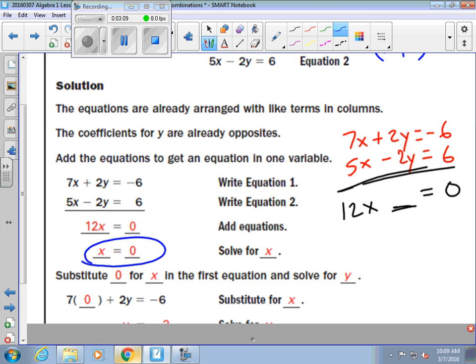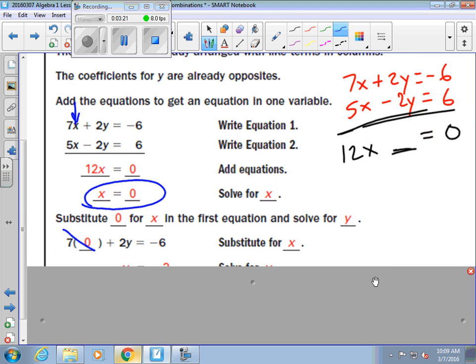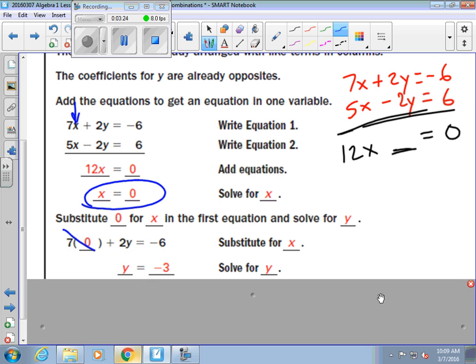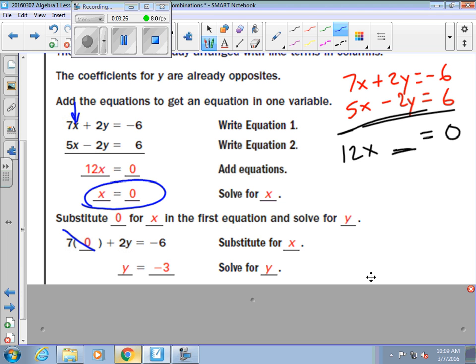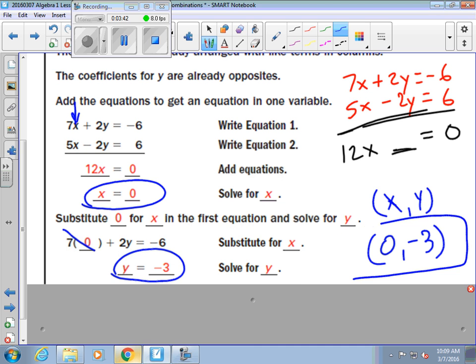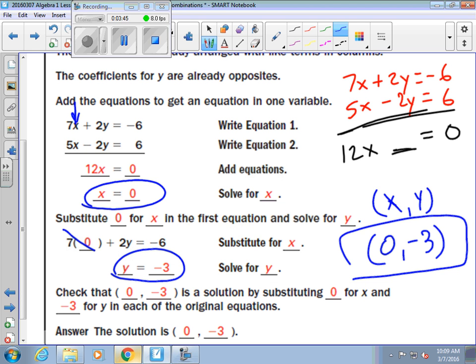So instead of saying 7 times x, notice it says now 7 times 0 plus 2y equals negative 6. You know anything times 0 eliminates that part of the problem. So you have something that simply says 2y equals negative 6. To get y by itself, you divide by 2. And when you divide negative 6 by 2, you get negative 3. That gives you a y value of negative 3. Remember, x was 0, and now you got a y of negative 3. Remember, it's x comma y, or 0, negative 3. That is the solution using the combination method or the elimination method.